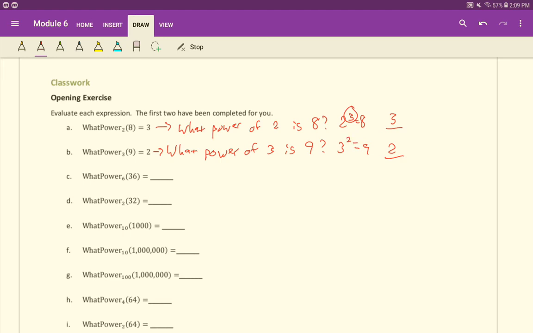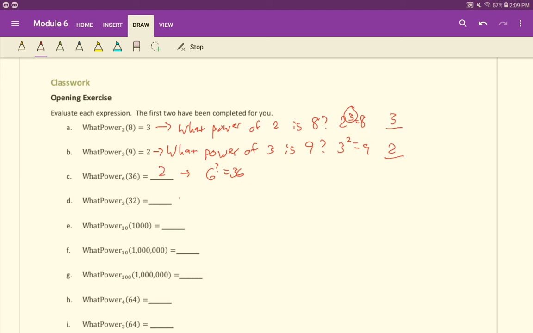In other words, these small numbers are the base of an exponential question, and the bigger numbers are the answer, what you're shooting for. So when we see "what power of 6 is 36," it looks like this: 6 to what power equals 36? And the answer is 2.